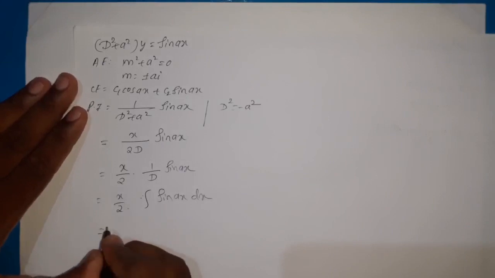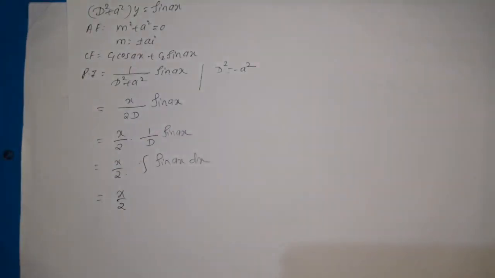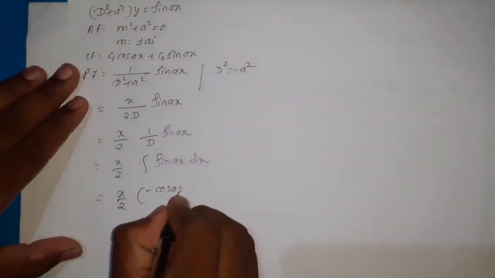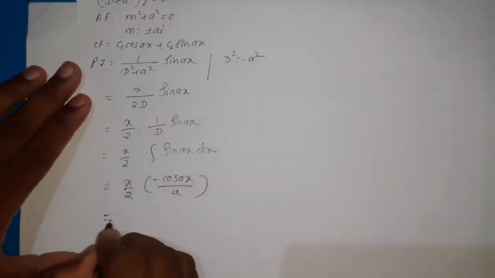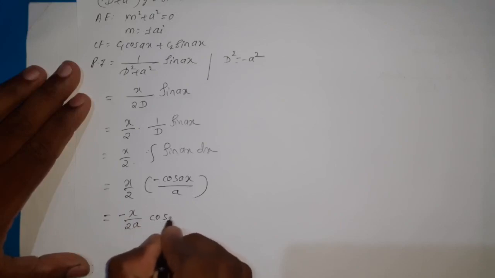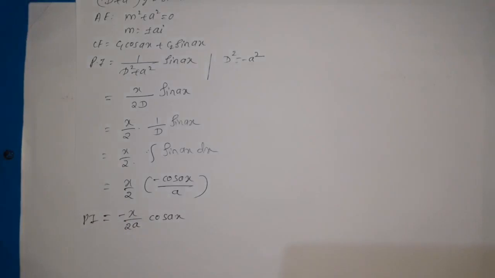So then it is equal to x by 2. So here integration of sin ax. We know that integration of sin ax is minus cos ax divided by a. Therefore it is minus cos ax divided by a. Then this is equal to minus x divided by 2a cos ax. That is the particular integral.